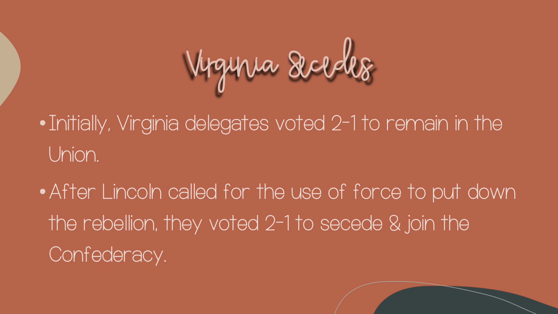So on April 17th, Virginia seceded, soon joined by North Carolina, Tennessee, and Arkansas. This made 11 states in all, forming the Confederacy. It is worth noting that 4 slave states, Delaware, Maryland, Kentucky, and Missouri, remained in the Union. So this war wasn't perfectly between slave states and free states.